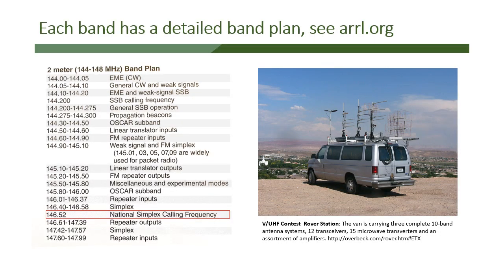So, and then remember, a band plan is voluntary, and then we have detailed band plans, and these are all available online through the arrl.org site. And here's a 2-meter band plan for 144 to 148 megahertz. And you can see we have Earth, Moon, Earth, Earth, Moon, Earth for Morse code at 144.0 to 144.05.